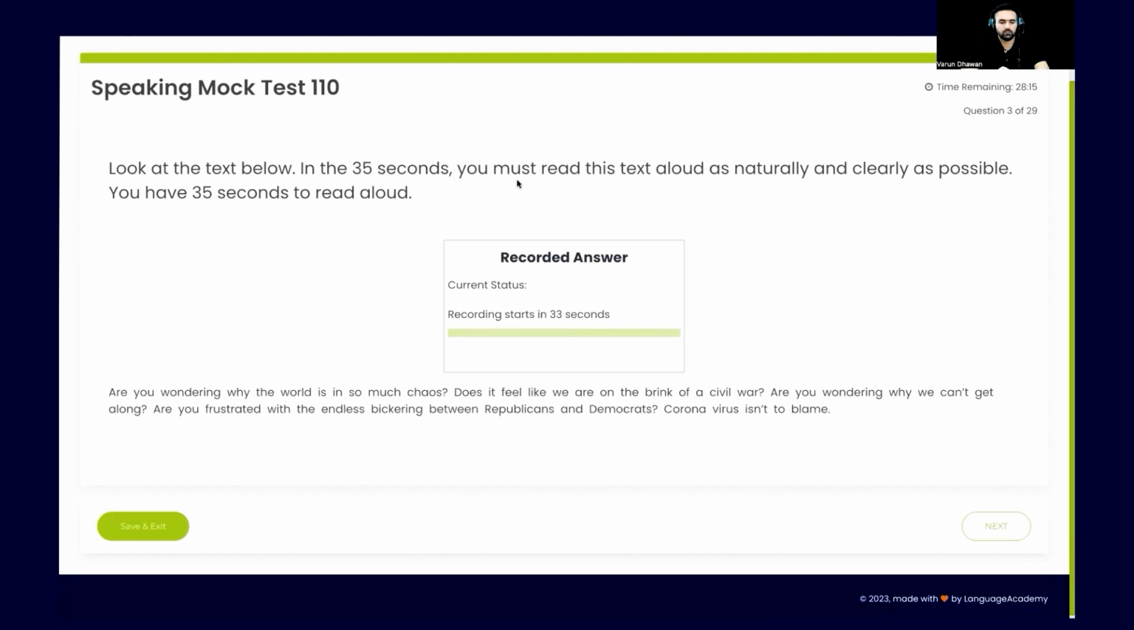Are you wondering why the world is in so much chaos? Does it feel like we are on the brink of a civil war? Are you wondering why we can't, do not say cannot, say can't, why we can't get along? Are you frustrated with the endless bickering between Republicans and Democrats? Coronavirus isn't to blame.